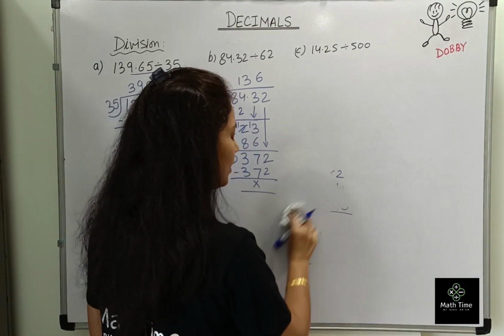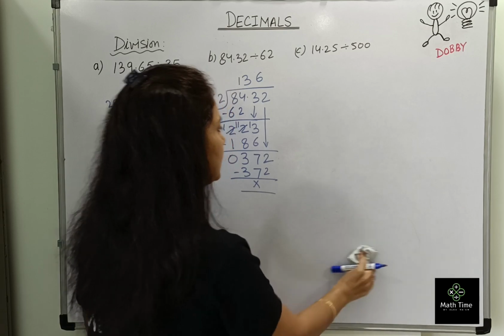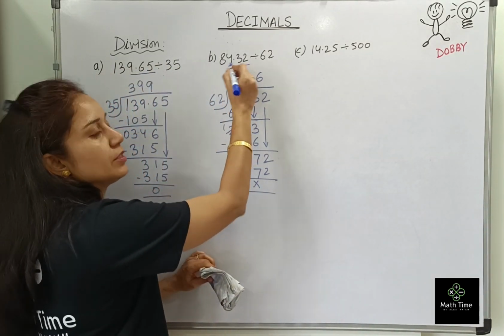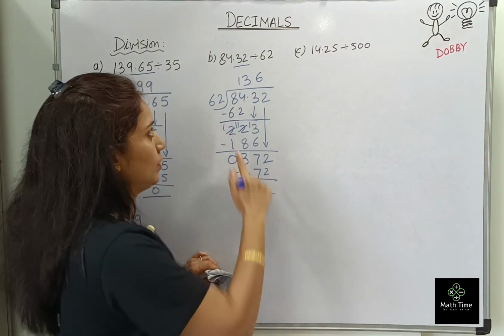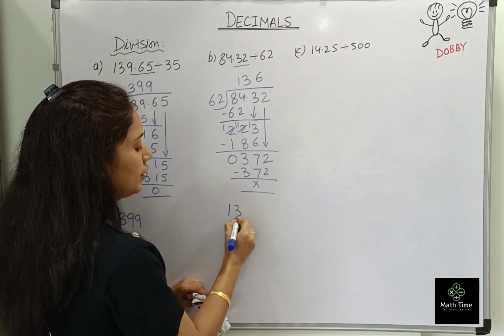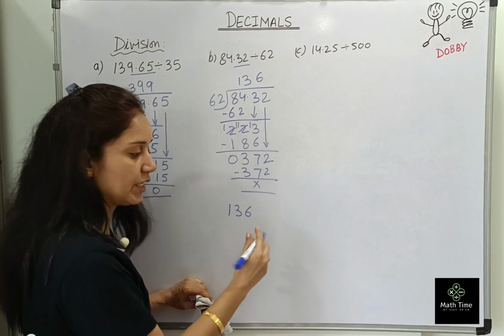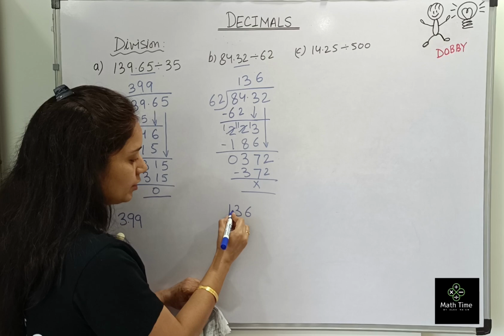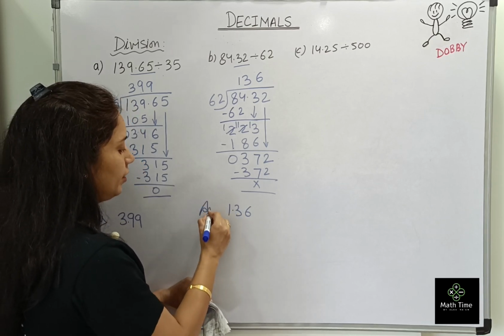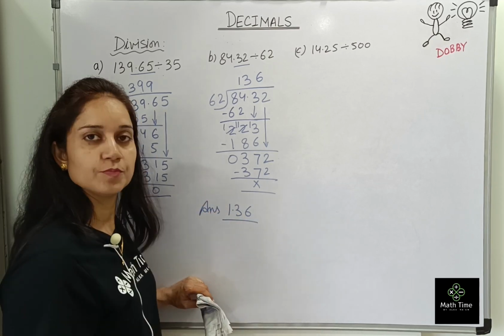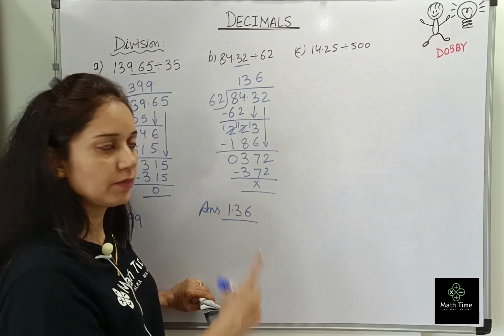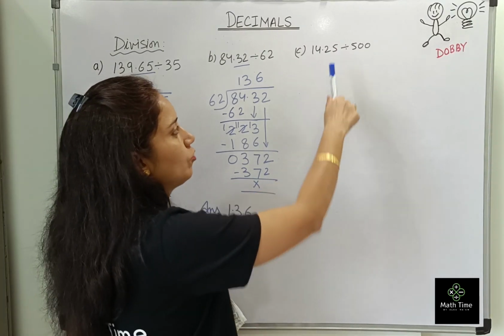But this is not the final answer. We have to put the decimal. How many decimal places in the question? 2 decimal places. So the answer 136 will have 2 decimal places, 1 2. So the answer will be 1.36. Okay. Let us see the next question.